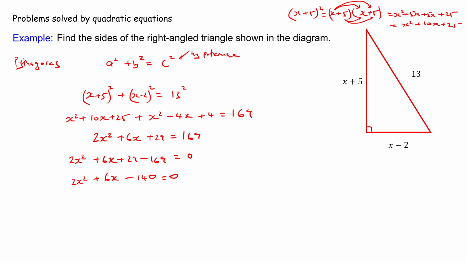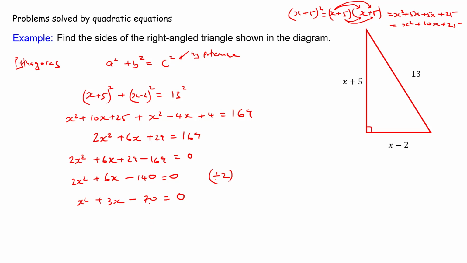So what can I do to this equation to make it easier for me to factorize? Got 2x squared, so 2 is an even number, 6 is an even number, and 140 is an even number. They're all divisible by 2, so I'm going to divide everything by 2. 2x squared divided by 2 leaves me with x squared, plus 6 divided by 2, 3x, minus 140 divided by 2, 70. It's equal to 0. So I need to factorize this now.